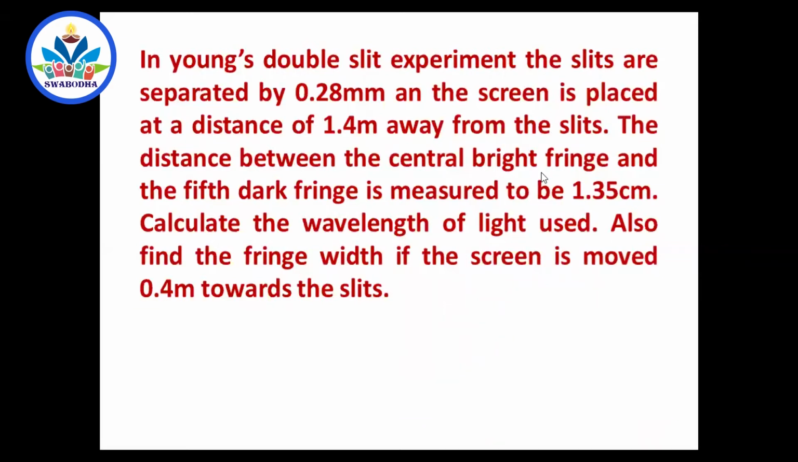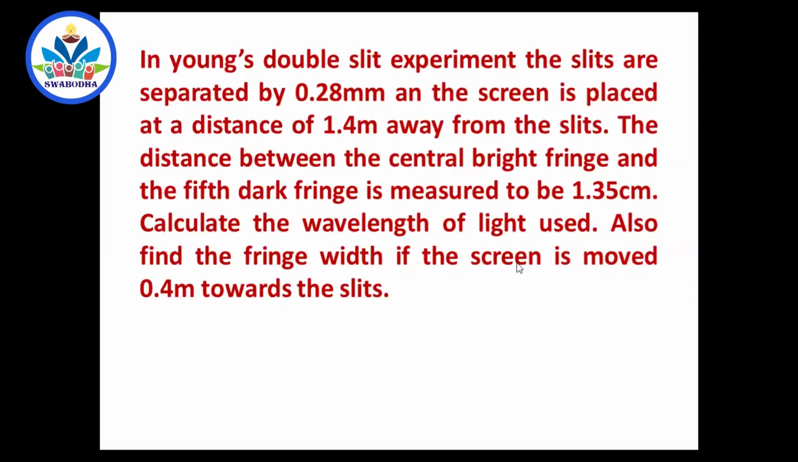Because the first dark fringe has a half beta, the second dark fringe is 1.5 beta, and this is the fifth dark fringe at 4.5 beta. So 4.5 beta is 1.35 centimeter. Calculate the wavelength of light used. Also find the fringe width if the screen is moved 0.4 meter towards the slits.